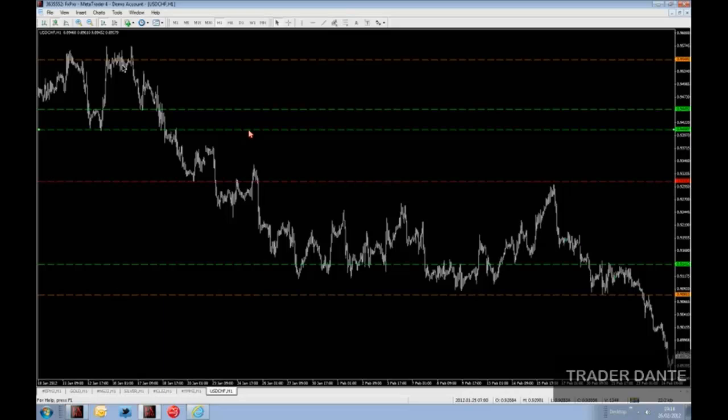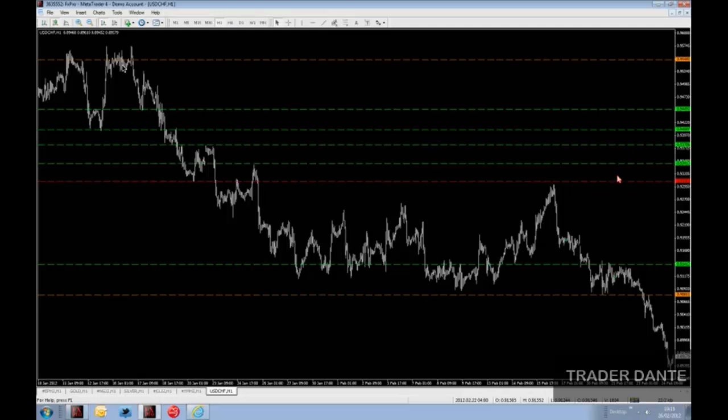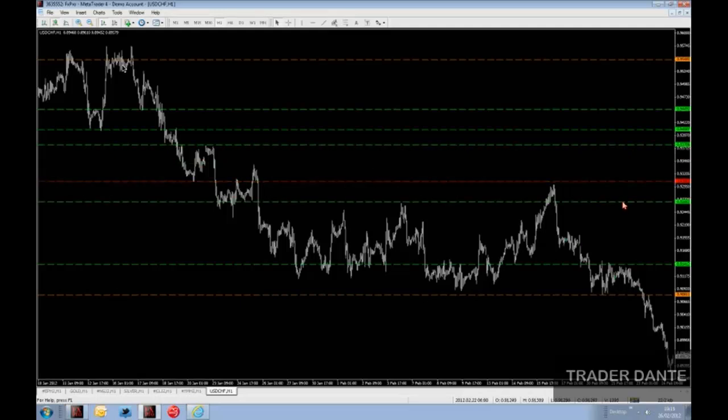We can come down a little bit. We've got this here. Again, multiple resistance back here, flip to support. So it's a key little area that price has reacted to. We come down a little bit more. Some of this, I'm sure some of you guys are noticing stuff that I'm not paying attention to. Now, like I say, some of these are tricky.